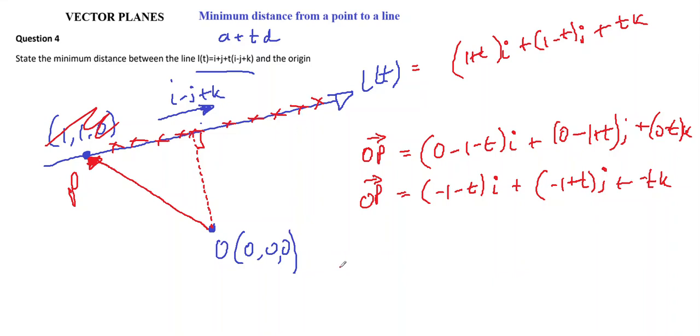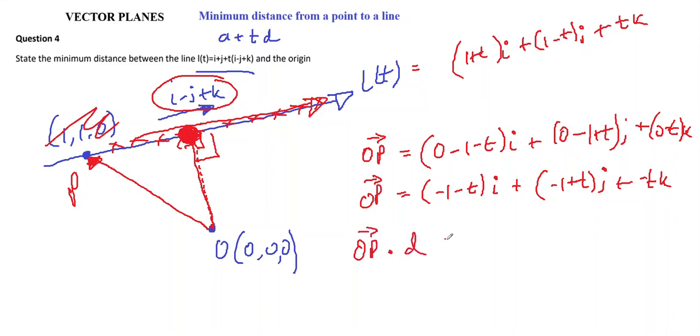So if I then consider the direction of the line as being in that direction and the vector OP, I'd like to find out the value of P, the coordinates of this point, when it's the shortest or it's making a right angle. Which means if I do the dot product of OP dot D and I set that equal to 0 and find the t value.